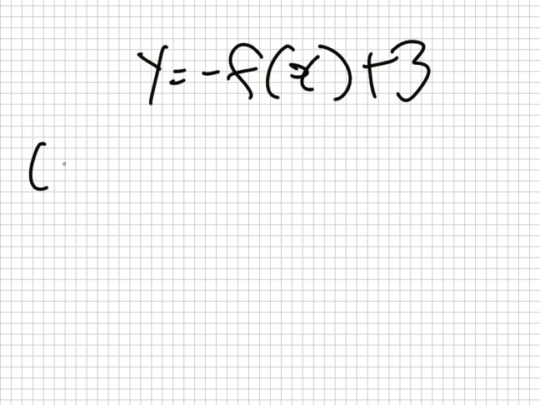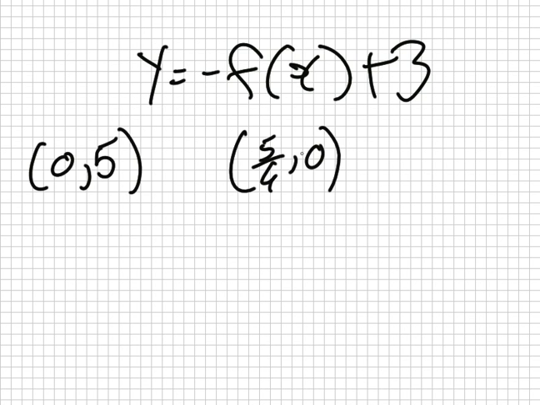points. What was the first one? It was 0, 5, wasn't it? And then what was the second one? 5 over 4 and 0. And the last one was the same as the second one.